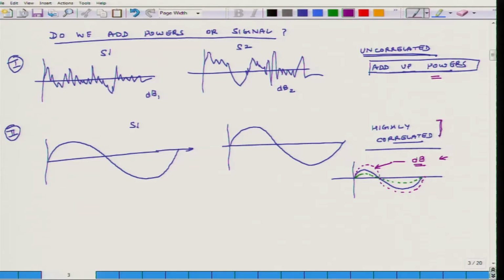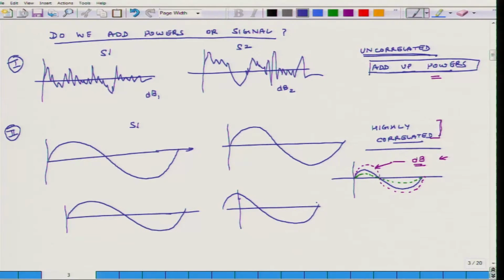When I use the term correlated signal, it does not mean that both these waves have to be in phase. They do not have to be necessarily in phase. For instance, one signal could be like this and the other signal could be like this, right. In this case also there is correlation. I know that when one signal is rising, the other signal may be falling. I know the relationship between the rise and fall of both the signals.